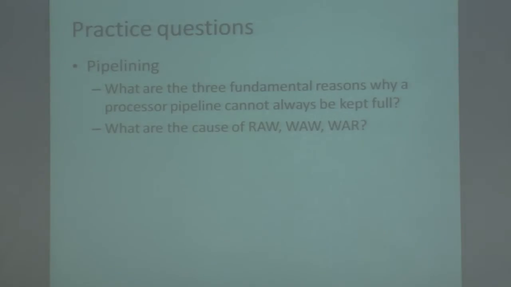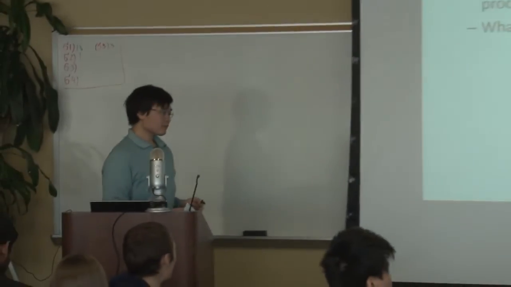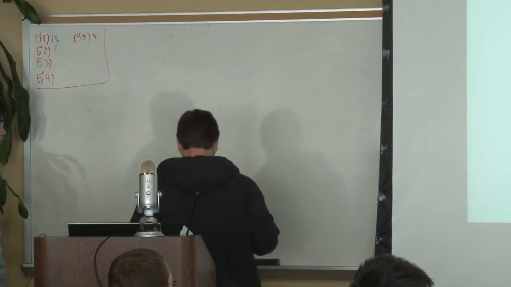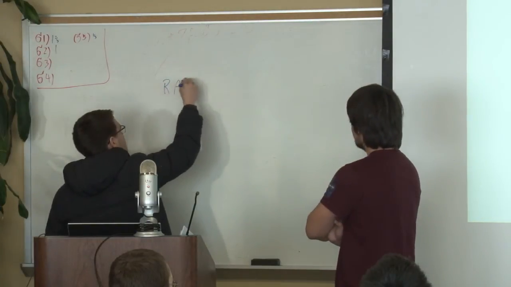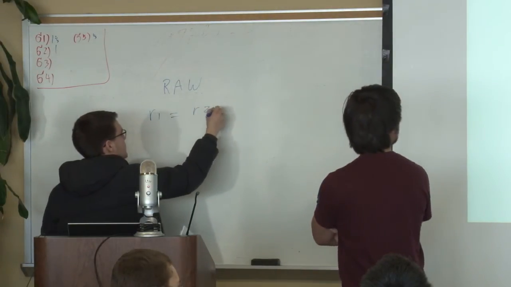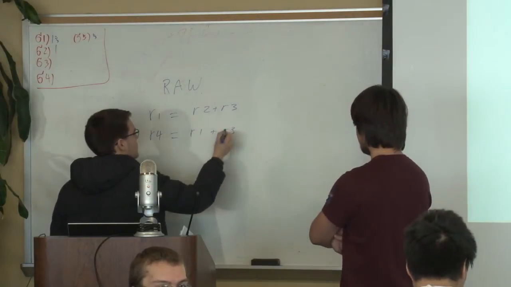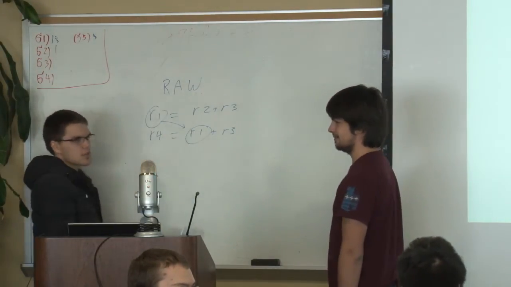Give me an example, like a code snippet. Okay. So read after write first. I like it. You're on my same wavelength. Read after write would imply that you have an R1 and you're loading it with, I don't know, R2 plus R3. And then you're doing something to R4 involving R1. So this is reading from R1 after you've written to R1. That's the read after write dependency.